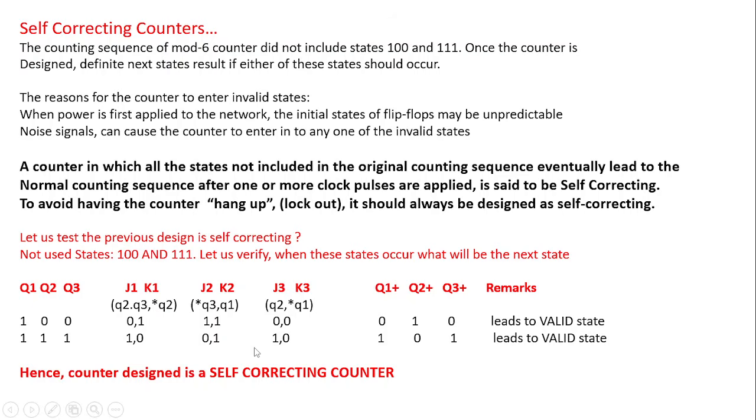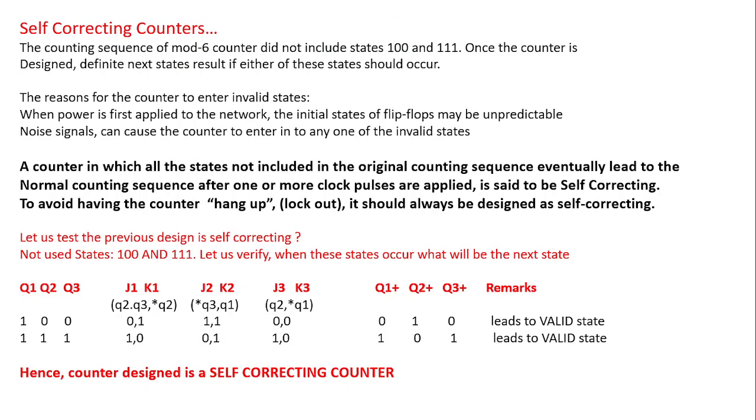If after 2 clock cycles it enters a valid state, then also we can call it a self-correcting counter. Sometimes a self-correcting counter cannot come to the valid state in 1 clock cycle. It may take more than 1 clock cycle. Such a case is also a self-correcting counter. Only if it hangs up in 2 or 3 states, rotating in those sequences only, and those are not part of the regular sequence, then we say it's a hang up or lockout situation. So how do we design, in the beginning itself, counters which are self-correcting in nature?